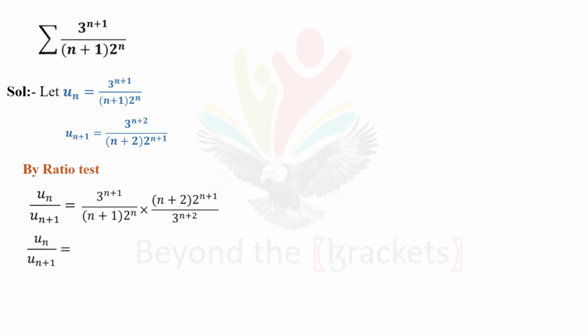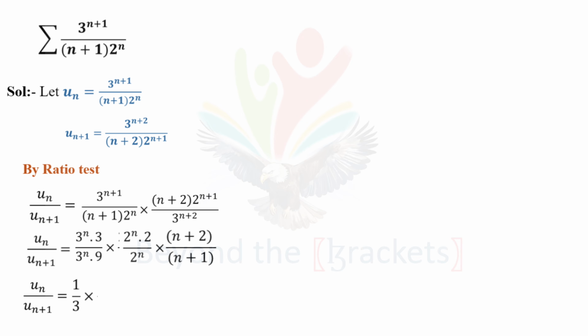Here 3 power n plus 1 in the numerator can be written as 3 power n into 3. 3 power n plus 2 in the denominator can be written as 3 power n into 3 square, that is 9. 2 power n plus 1 in the numerator can be written as 2 power n into 2 divided by 2 power n. We are left with the terms n plus 2 in the numerator and n plus 1 in the denominator. Here 3 power n in the numerator and in the denominator cancel out. 3 in the numerator and 9 in the denominator cancel out, and we are left with 1 by 3. 2 power n in the numerator and in the denominator cancel out, and we are left with 2 in the numerator.